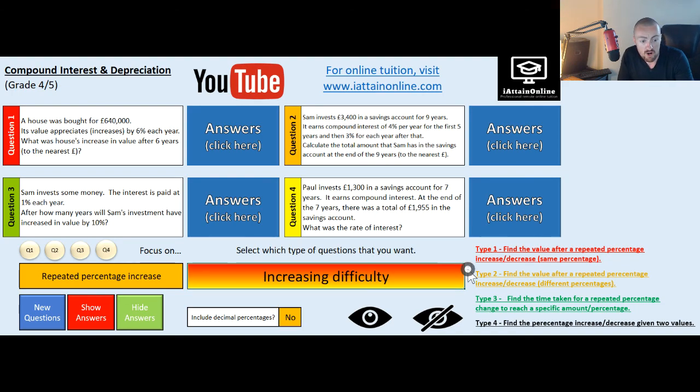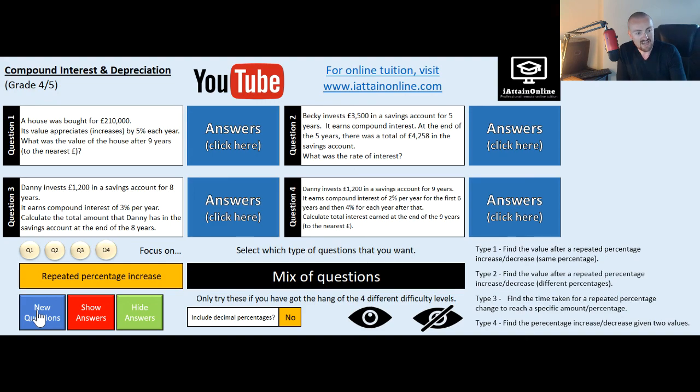You can try a particular type of question and generate new questions, or when you're really confident, you can try a mixture of them all, and when you do that and you're getting them right, that demonstrates that you've got to grips with the topic.